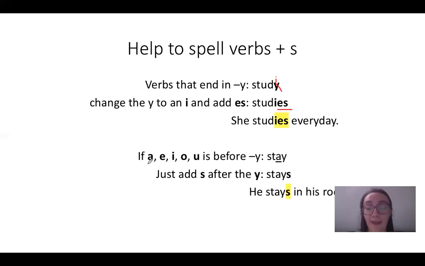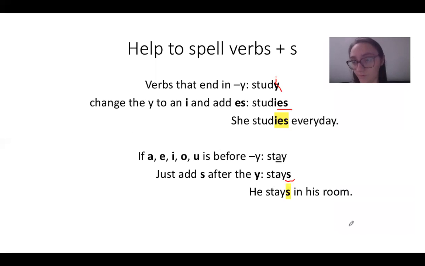If the verb has A, E, I, O, or U before a Y, like stay, so we have a Y at the end, it wouldn't be stays with an I, right? That wouldn't be right. We have to look before it. If it is an A, an E, an I, O, or a U, we just have to add an S at the end. Really easy. So stays is just S-T-A-Y with an S at the end.